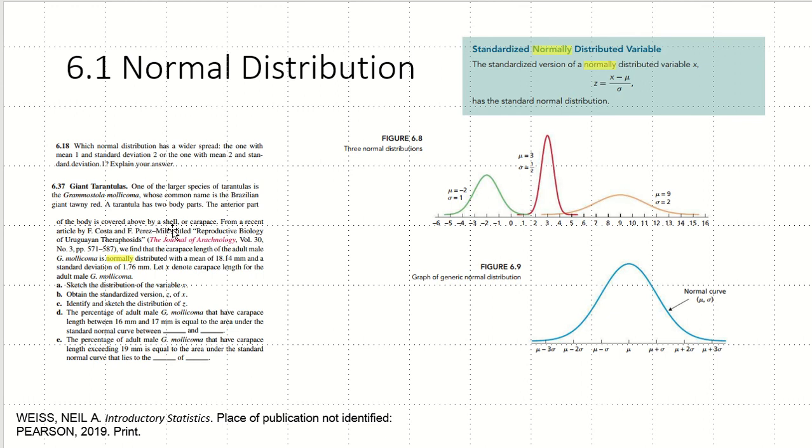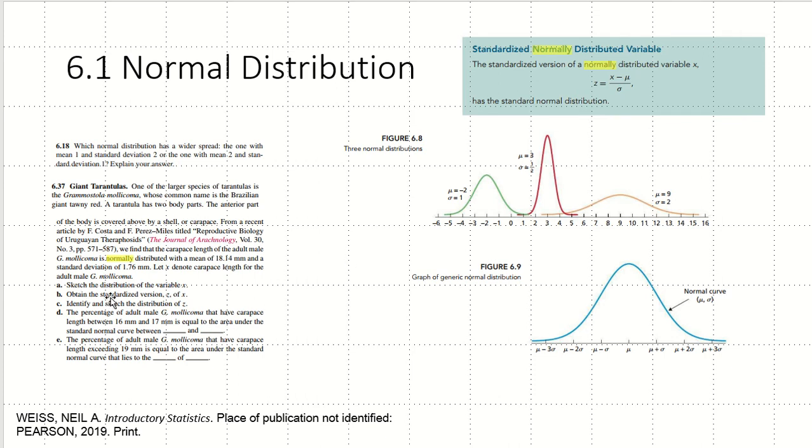6.37 is a little bit longer. I won't read the introduction here, but it's talking about the length of a tarantula, and it says that you have a mean of 18.14 millimeters, and the standard deviation is 1.76 millimeters. And then we have a series of questions here, A, B, C, D, and E to answer. All these questions illustrate many of the points that were written in the text. So let's just go over them now.